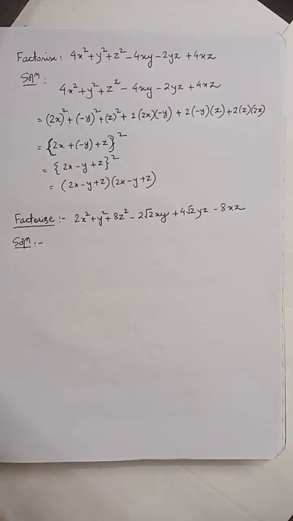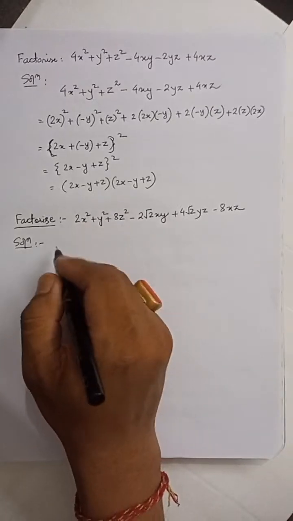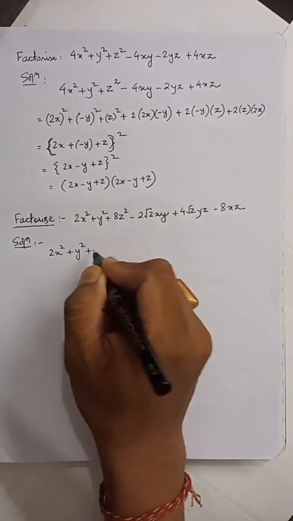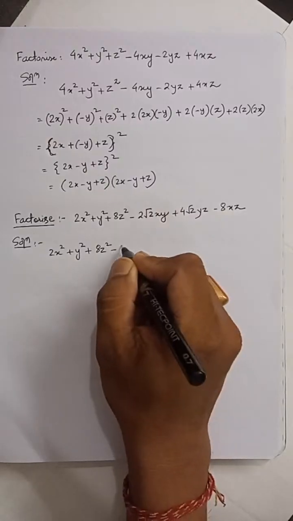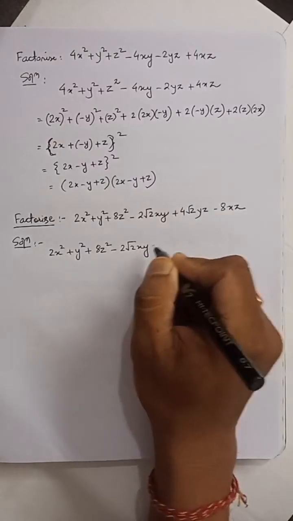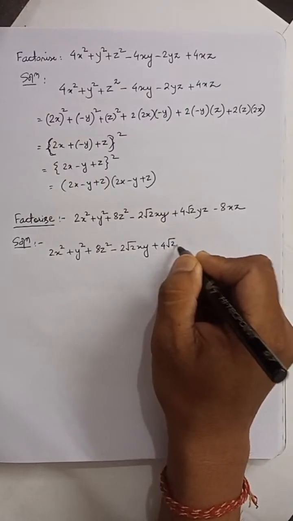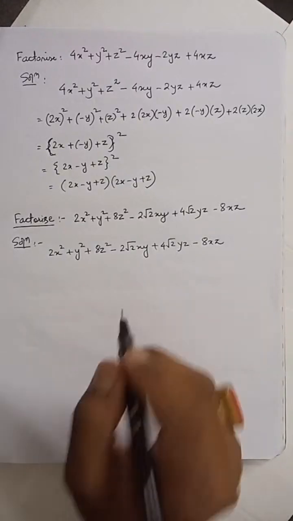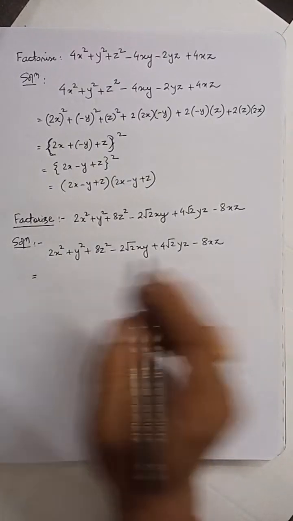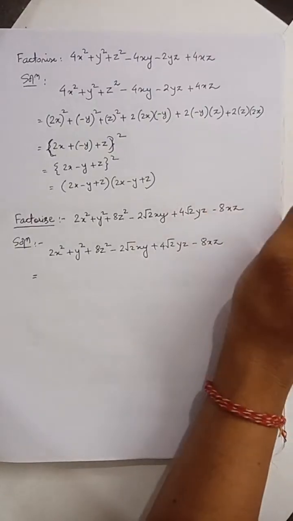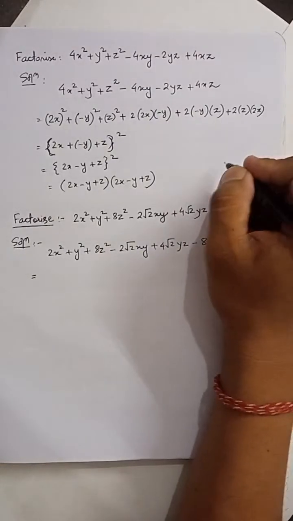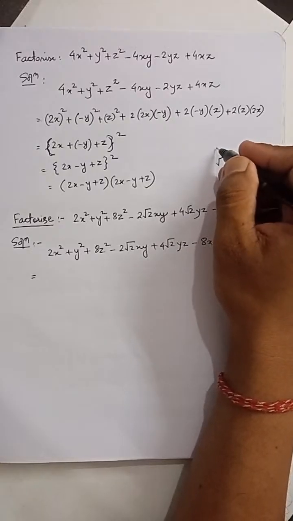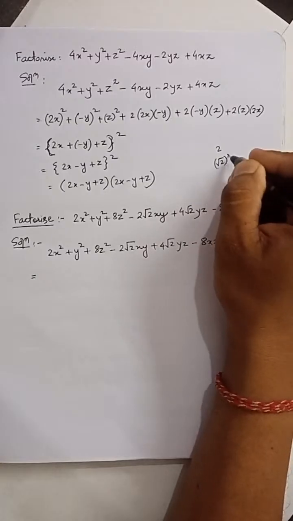Now, let me first write the question. 2x square plus y square plus 8z square minus 2 root 2xy plus 4 root 2yz and minus 8xz. Okay? Now can we write, I'm just doing it as a rough part, can we write root over 2 as... can we write 2 as root over 2 whole square? We can definitely write, no?